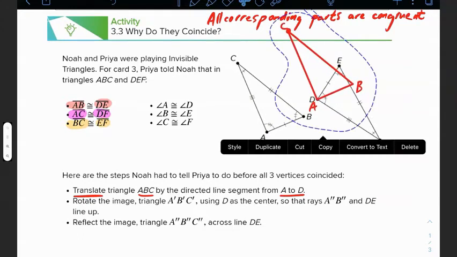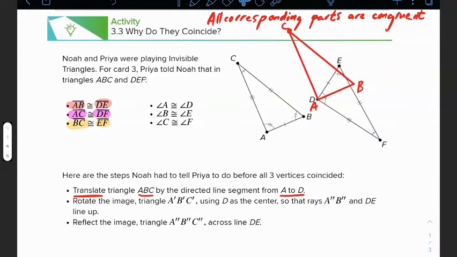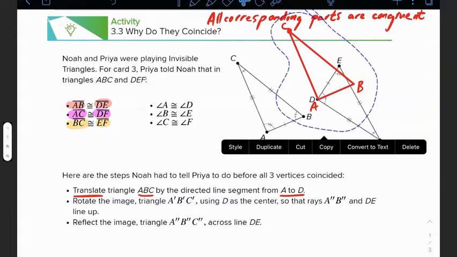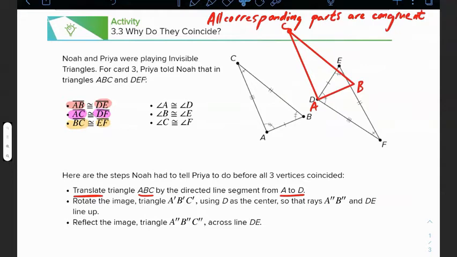Nice. I think that's close enough. I'm trying to be as precise as possible here. Okay, so that was the first step. So again, from A to D. We moved from A to D, and that's why A now maps onto D, right?